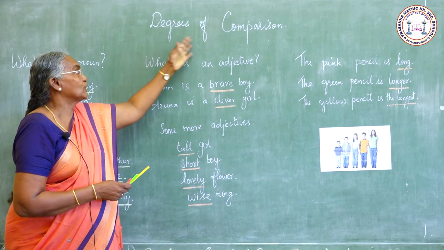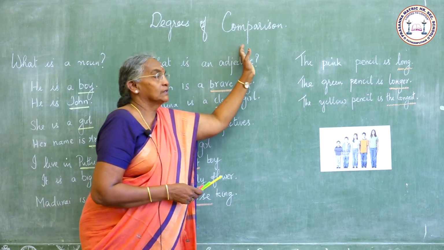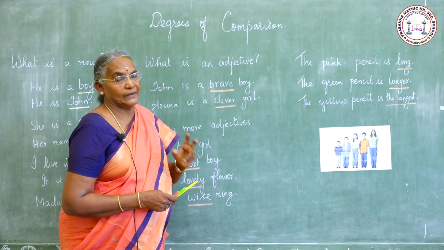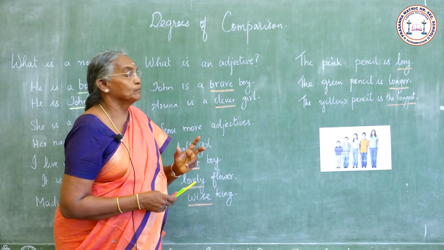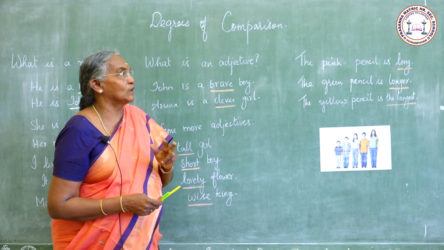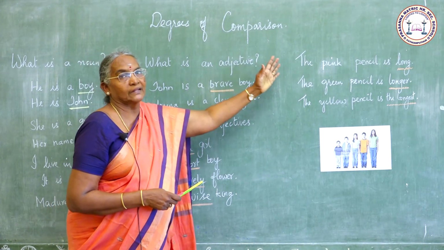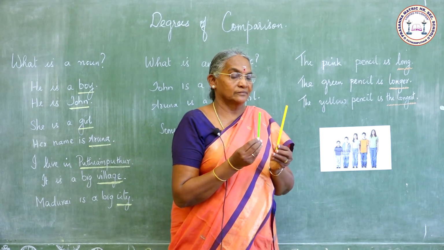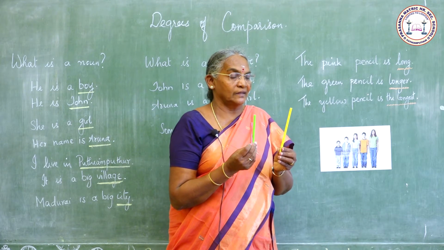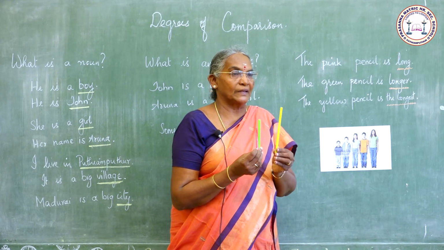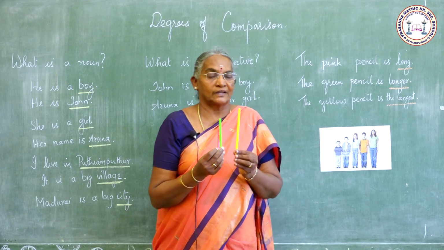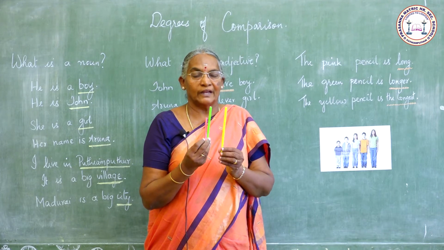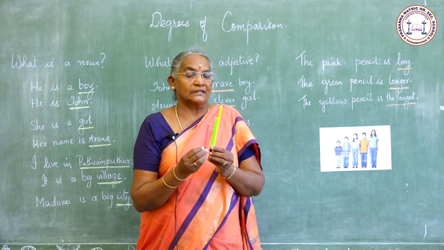Now I shall explain the topic, degrees of comparison. Comparison means comparing two persons or places or things, or more than two persons, places or things. So comparison is comparing things. Now what do you see in my hands? Pencils. How many pencils are there? 3 pencils are here. One is a yellow pencil, a green pencil and a pink pencil.